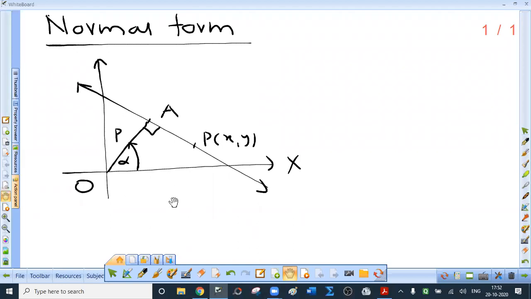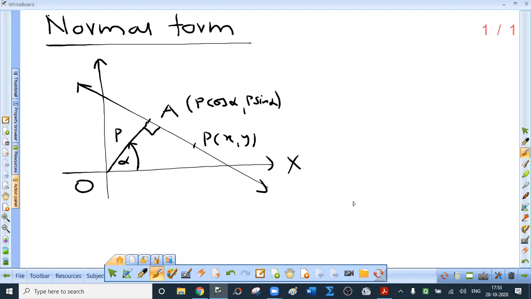Okay. Now, do you remember the relation between Cartesian and polar coordinates? X equal to r cos theta, y equal to r sin theta. So can you tell me what will be the coordinates of A? Basically, what is A? A is foot of the perpendicular. Now coordinates are r cos theta. What is r? R is nothing but p. R is nothing but distance of the point A from origin, which is p. What is theta in this case? Alpha. So p cos alpha, p sin alpha. This is nothing but point A.